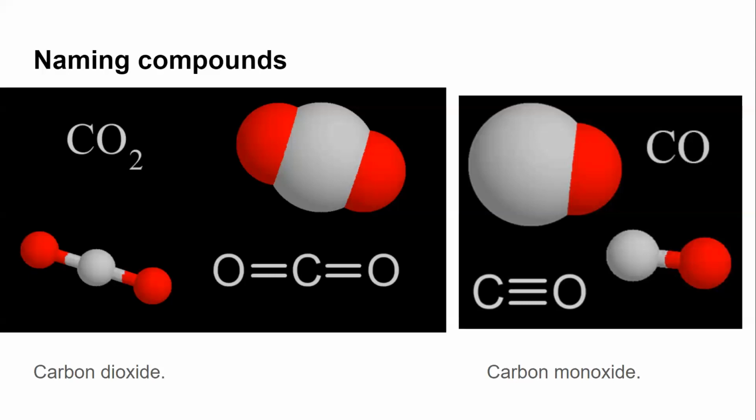Sometimes the name of a compound tells us how many of each kind of atom are bonded together. Carbon dioxide is made up of molecules in which one carbon atom is joined to two oxygen atoms. Di means two. Carbon monoxide is made up of molecules in which one carbon atom is joined to one oxygen atom. Mon or mono means one.